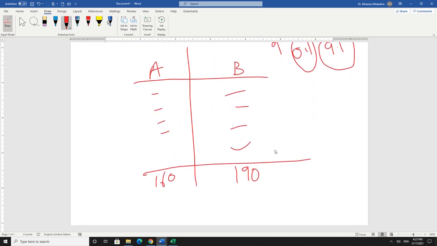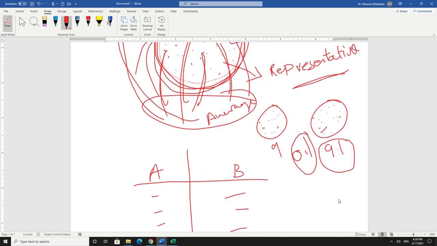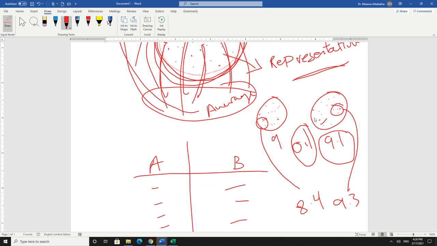Here is another example. If I don't take the whole class, I just took 5 from this class and 5 from this class, and this average is 9.3 and this average is 8.4. Is there a difference? I cannot just judge directly. Why? Yes, there is a difference in the average of the samples, but not in the average of each class. That's what you need to understand.